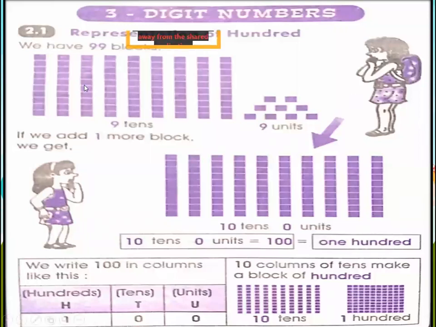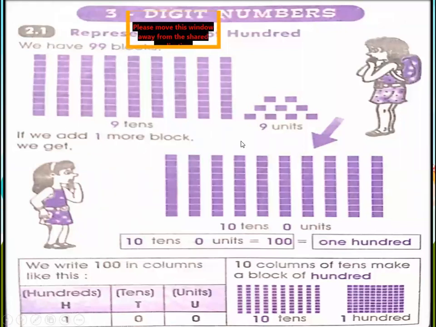So today we are starting the chapter that is three-digit numbers. In the previous class we learned about two-digit numbers. Two-digit numbers are made with tens and ones, and two-digit numbers start from 10 to 99. And today we are going to learn about three-digit numbers.